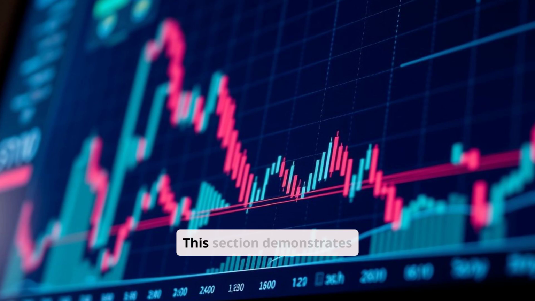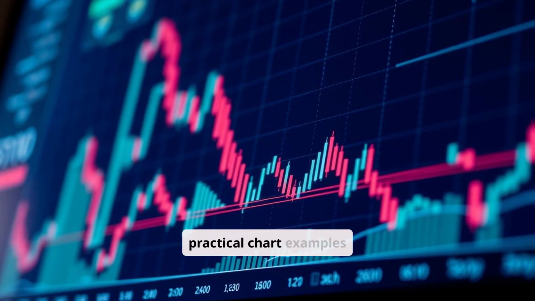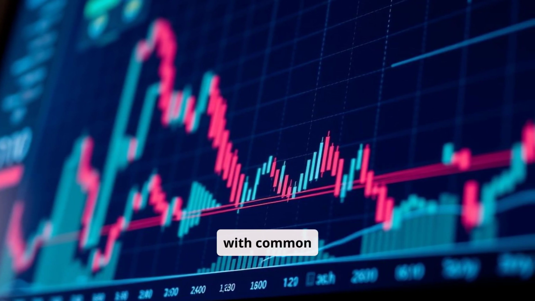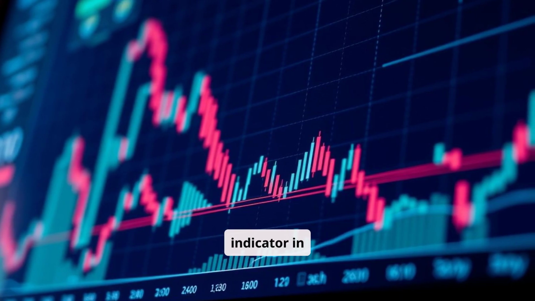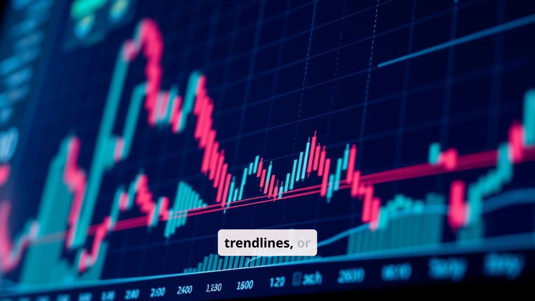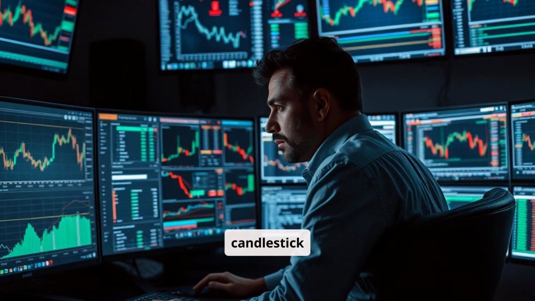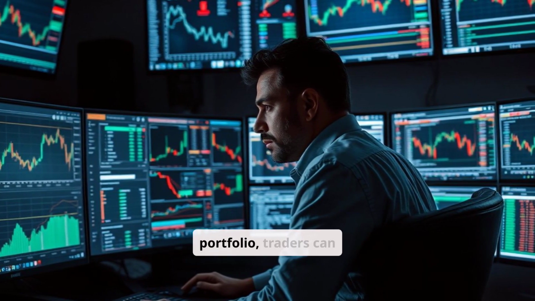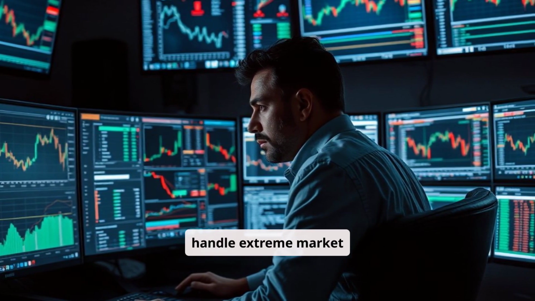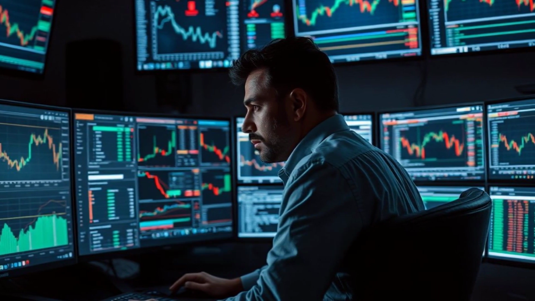resistance. This section demonstrates practical chart examples with common cryptocurrencies, showcasing how to use the Stochastics Indicator in conjunction with market patterns, trend lines, or candlestick formations. By tailoring the indicator to their crypto portfolio, traders can handle extreme market fluctuations with greater skill.